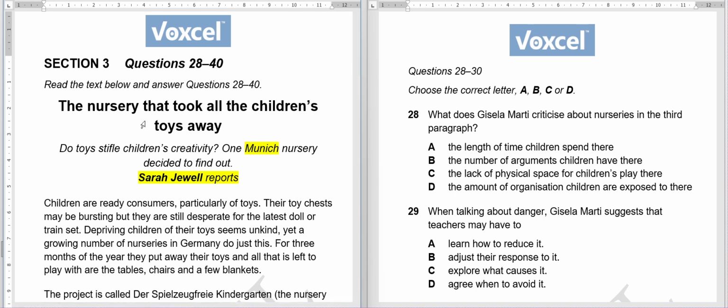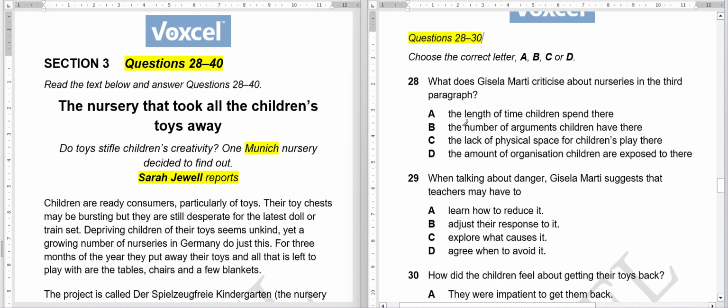Now, what we're gonna do is go straight to the questions, look at what kind of questions we are dealing with, then make a strategy, and then start reading the paragraph. So let's see the questions. The total number of questions we are going to solve is 28 to 40. For questions 28 to 30, this will be the first set of questions. These are MCQ, so you have to pick the correct option.